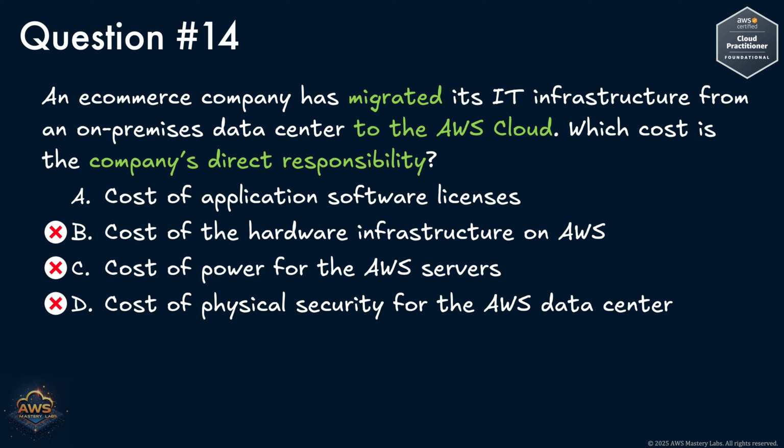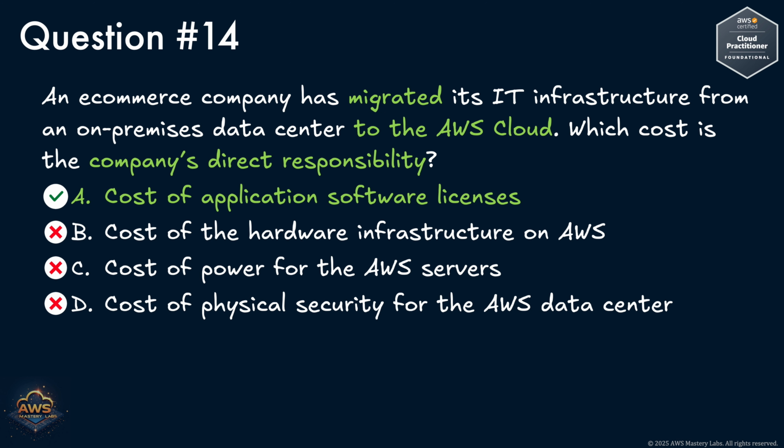Option D, cost of physical security for the AWS data center. Physical security, including surveillance, controlled access, and environmental monitoring, is handled solely by AWS. These measures are part of AWS's compliance and infrastructure duties and are not exposed to or charged directly to customers. Incorrect, because physical security is an AWS obligation and not a customer expense.